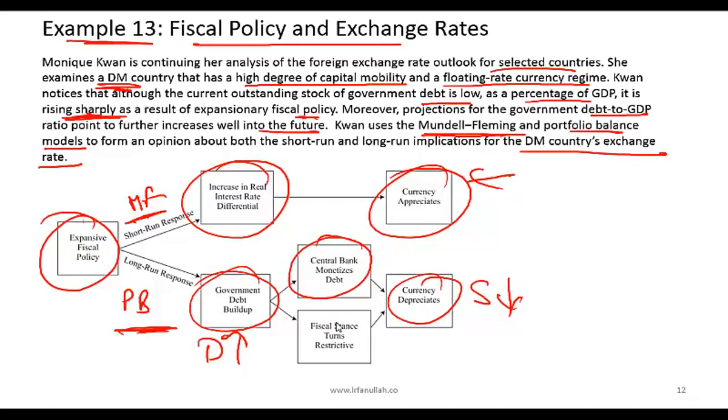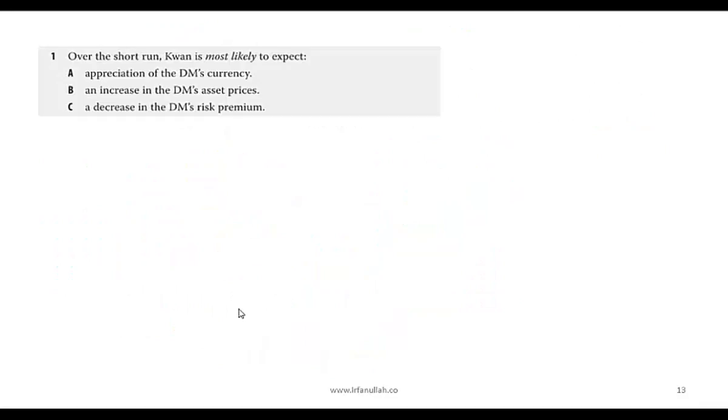it will depreciate. Another scenario is that you, as an investor, can anticipate that clearly the country cannot keep pursuing an expansive fiscal policy. So you can anticipate that the government will change its stance and pull back, so move from an expansive fiscal policy to a restrictive fiscal policy. If that happens, then in the long run, the currency will come down. Okay, so this is called the portfolio balance model. Now let's look at the questions.